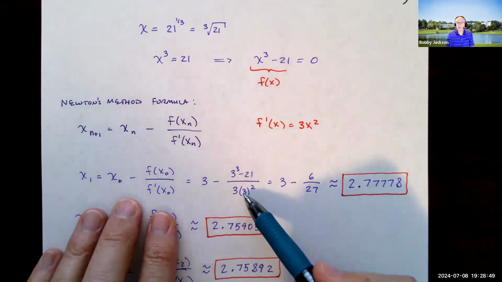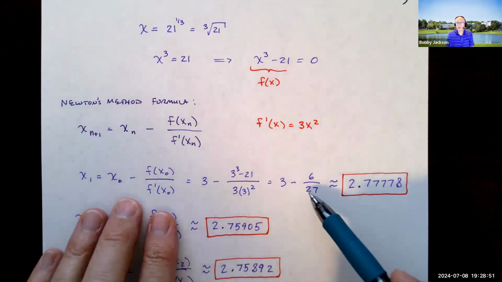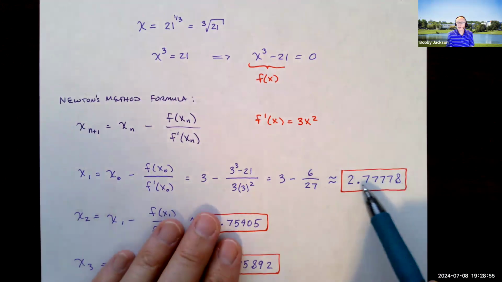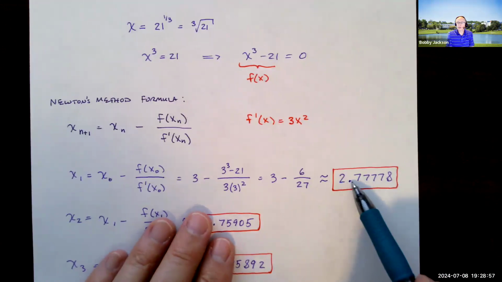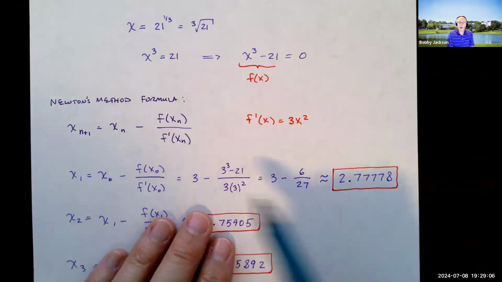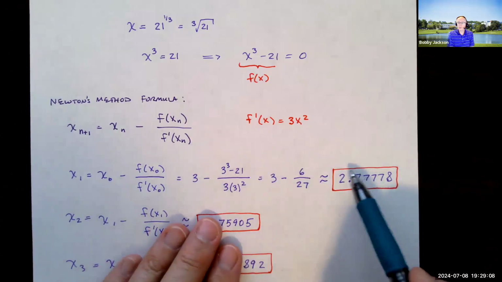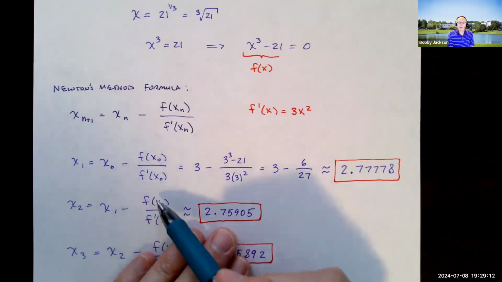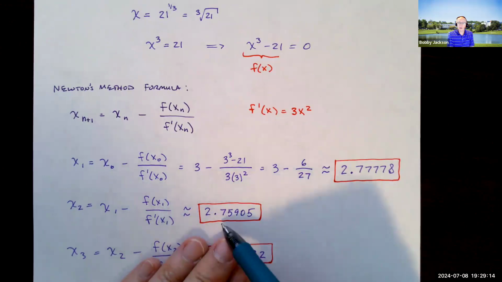3 times 3 squared, or 3 cubed, is 27. If you use your calculator to approximate that, you get this rounding off. It's really 2.7 repeating forever, but notice this last digit is rounded up to 8. So there it is to 5 decimal places. Now, how do I find x of 2? Well, I'm going to plug x of 1 into the formula: x of 1 minus f of x of 1 over f prime of x of 1. Now, this is what I get.